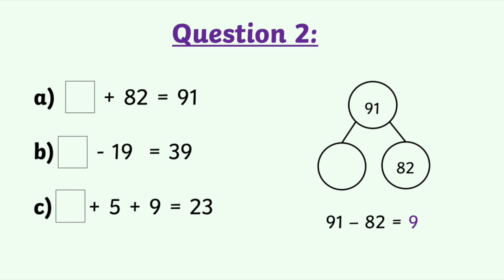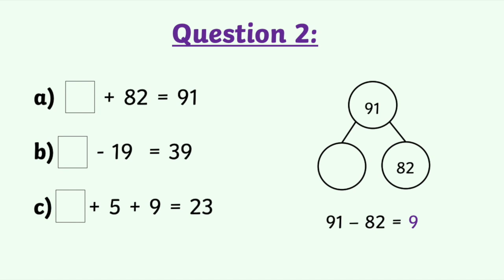Let's talk about these questions then. Let's start with A. So this is what I drew to help me work out A. I knew that something add 82 equals 91. So 91 is my whole that I'm trying to get to. Something, remember this is the missing one, add 82 equals 91.